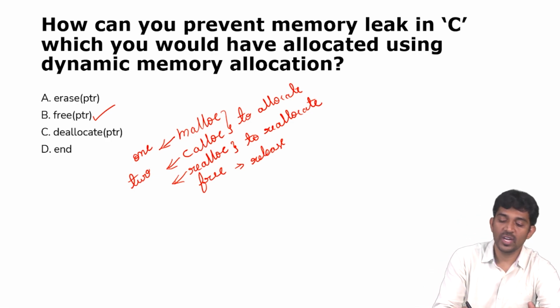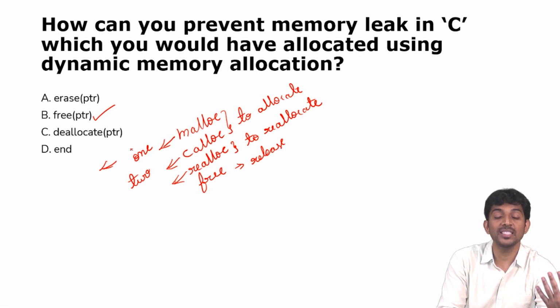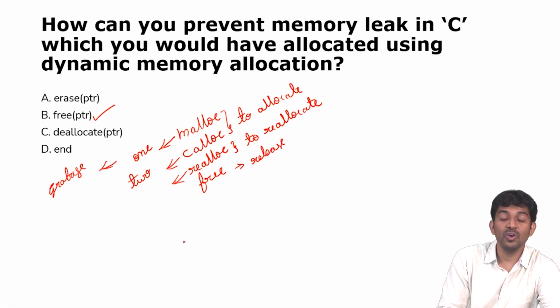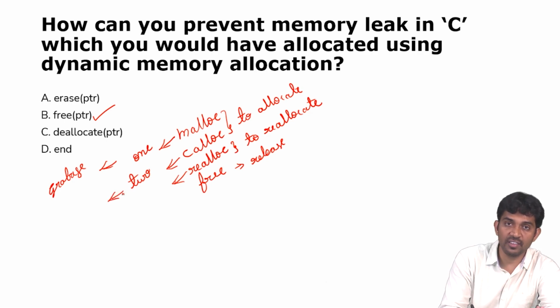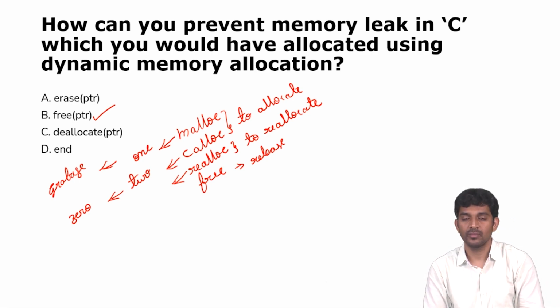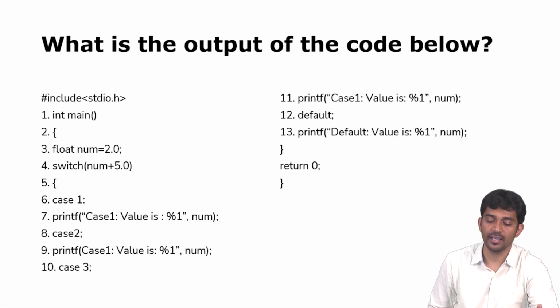Right? And what is the default value of malloc? If you allocate memory using malloc, what is the default value? The default value is a garbage value. And when you allocate memory using calloc, what is the default value? The default value is 0. See, all these are important questions regarding dynamic memory allocation. Okay? And the answer is free here.